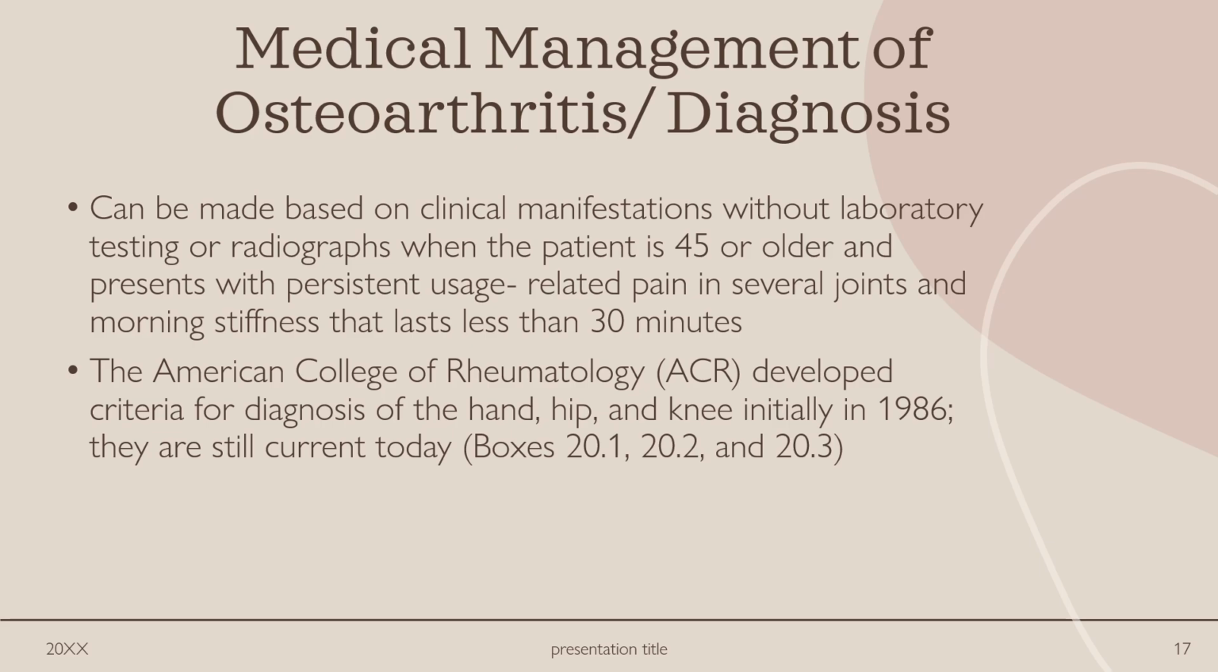30 minutes. Now, please remember this 30-minute time frame because we are going to talk later on about rheumatoid arthritis, and it will also have that 30-minute time frame. But when we're talking about osteoarthritis, less than 30 minutes is going to be the time frame. And then the American College of Rheumatology has developed criteria for diagnosis of the hand, the hip, and the knee. And this was done initially back in 1986, but this criteria is still very current today.